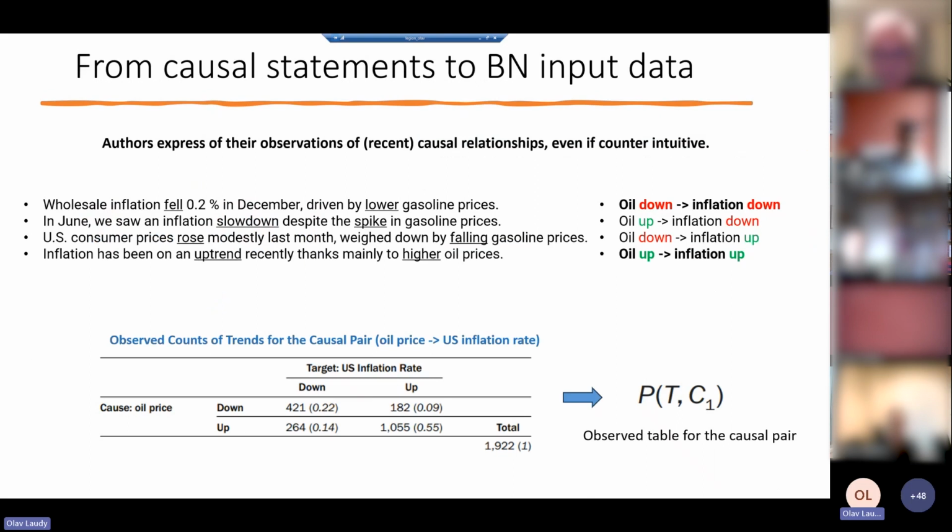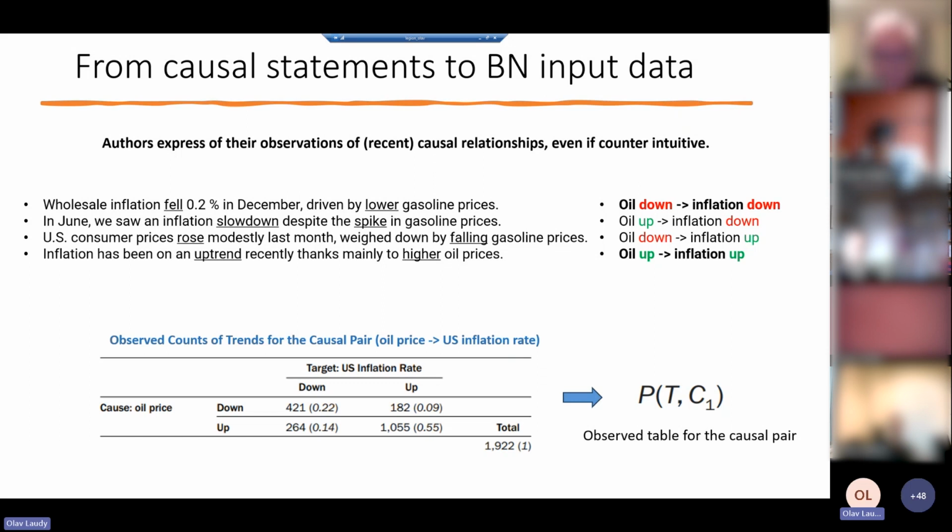In the next 2 slides, I will discuss how we go from a directed acyclic graph to a fully populated Bayesian network. In this slide, I will discuss the input data. The creation of a DAG from text is something that has been done before. What I'm about to explain now, as far as we are aware, has never been done before. It starts with the observation or assumption that I write in bold here. Authors express their observations of recent causal relationships, even if counterintuitive.